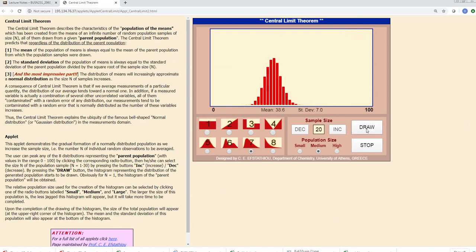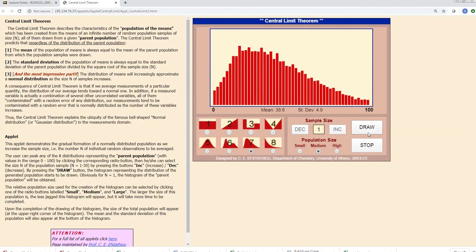38.6, 7.0. It's still 38.6, but now I have 4.9. And it looks pretty darn normal, right? So you can see that even though my original shape, let me go down to 1, was far from normal, when I get to a decent sample size, like 20 bottles at a time, then the sampling distribution of all possible sample averages looks very much normal.